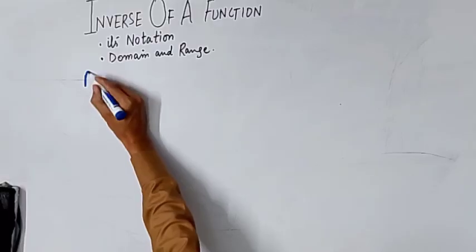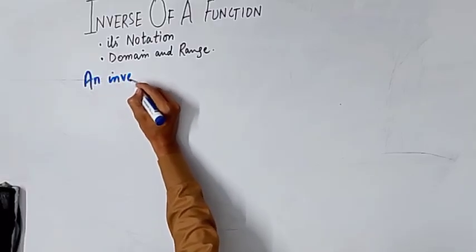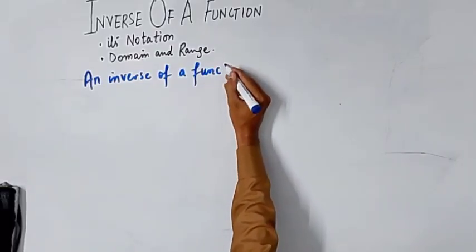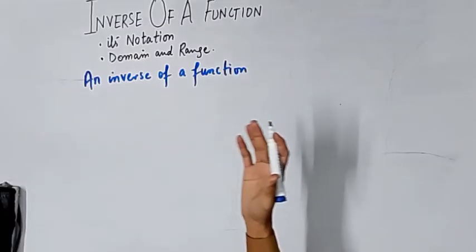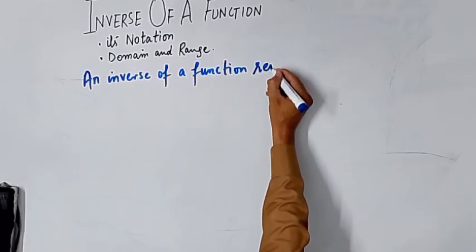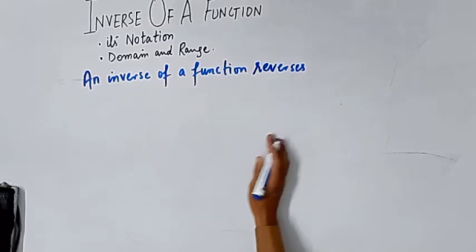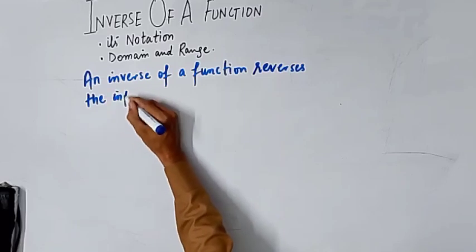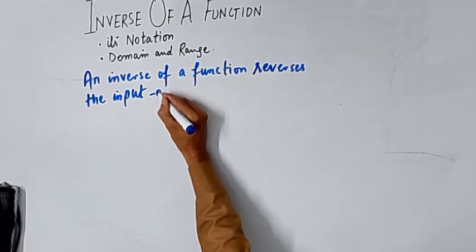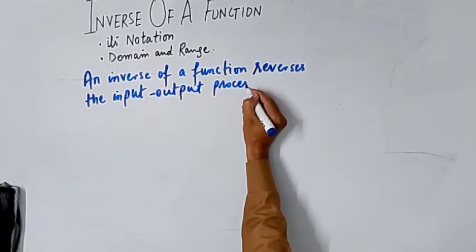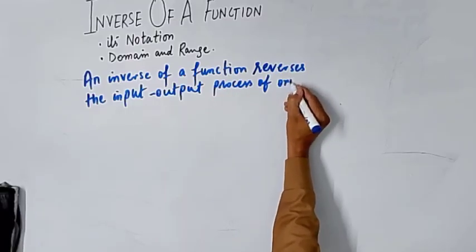So by the definition, an inverse of a function is a process which reverses the input output process of the original function.